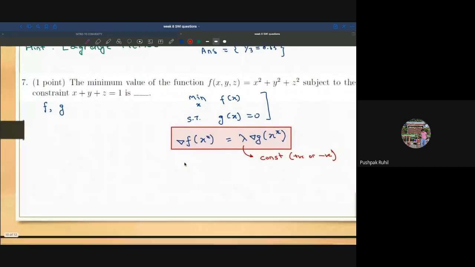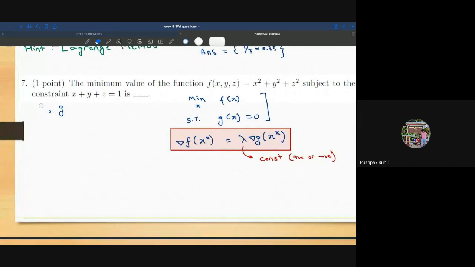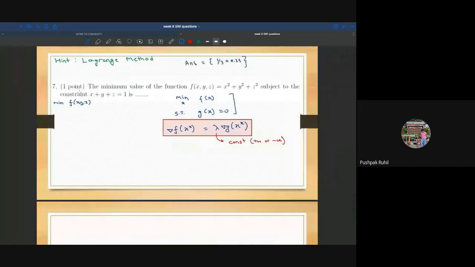Now, what is the equation that we have? We want to minimize. Give me one moment. Fine, so we have to minimize this function f of x, y, z. Let me add a new page itself. That would be better.